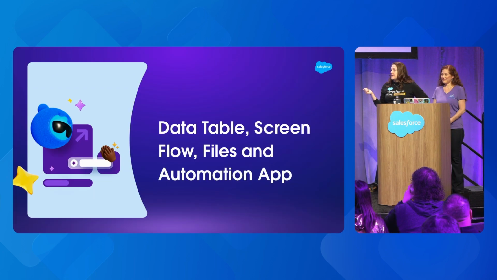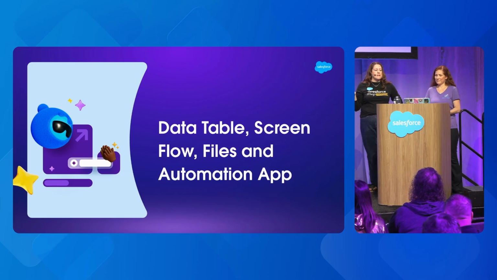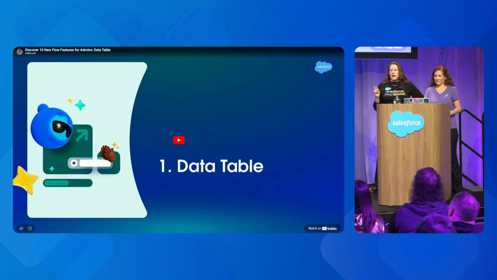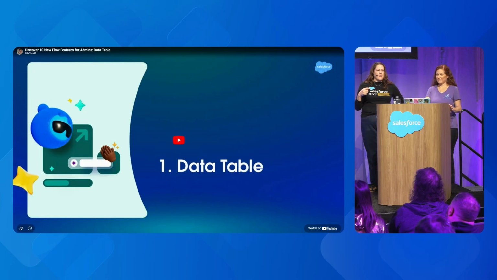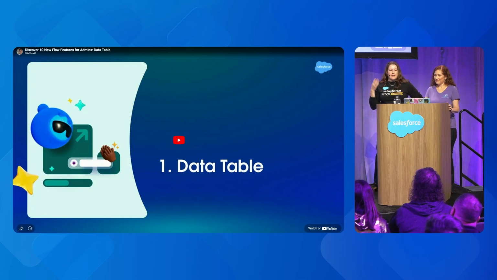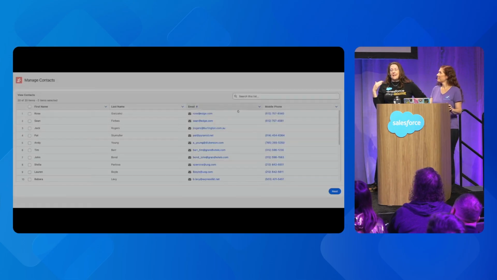Yeah, so let's dig into our other updates. We're going to start with data table, screen flow, files, and automation app. So starting with the data table, back in the fall with the Winter 26 release, you can now include Apex-defined variables as the records within the data table. So by the name Apex-defined variables, yes, they can be built, are queried within Apex, or they can be returned from a Flow callout. Spring 26 brought us the long-awaited ability for inline editing.